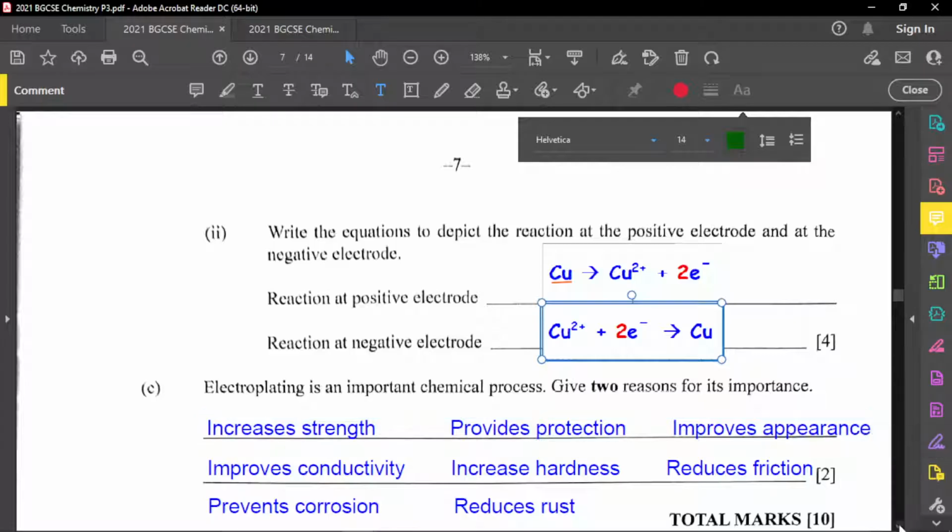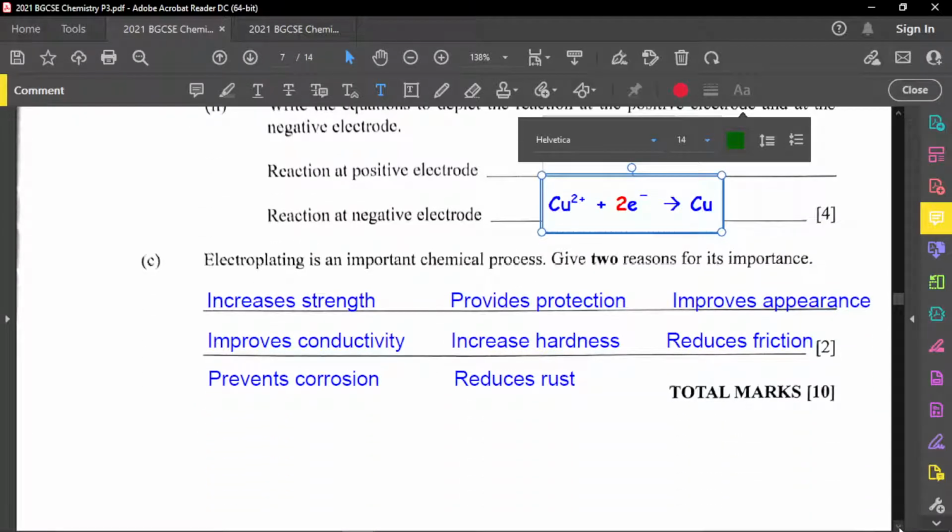All right, let's go to part C. And part C, which is the last part of this question, says electroplating is an important chemical process. Give 2 reasons for its importance, and there are many reasons for the importance of electroplating. One is to increase the strength of the metal. One is to provide protection, and to improve appearance, to make sure the metal looks nice.